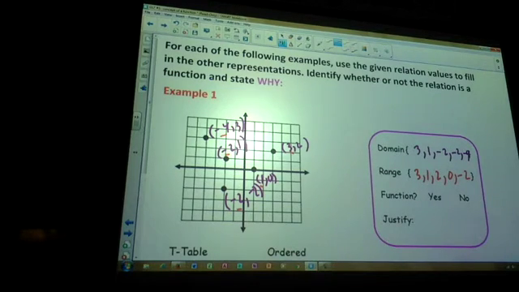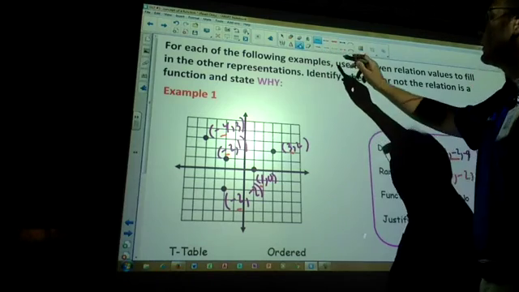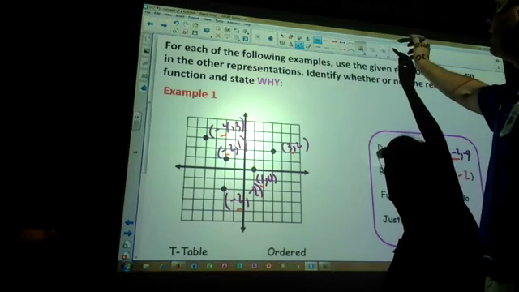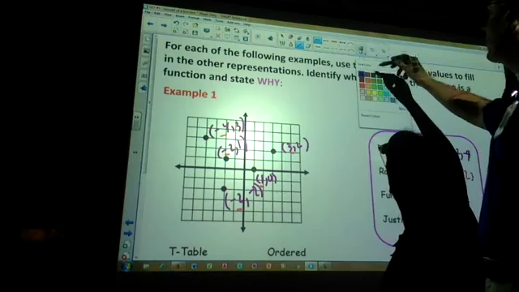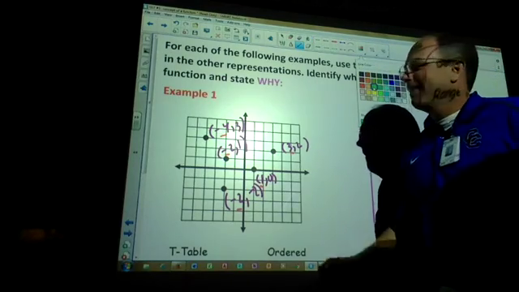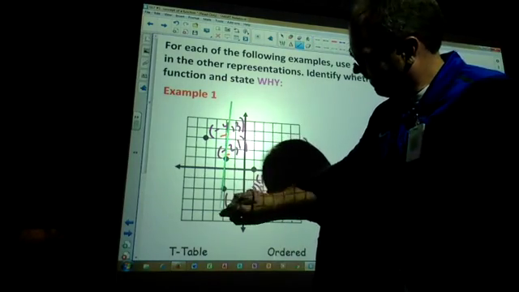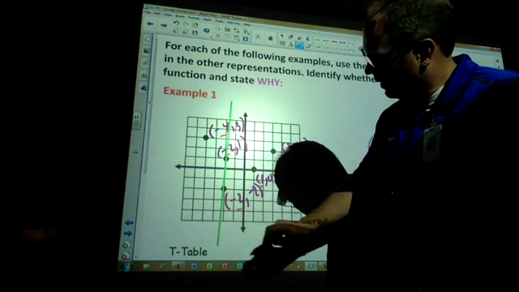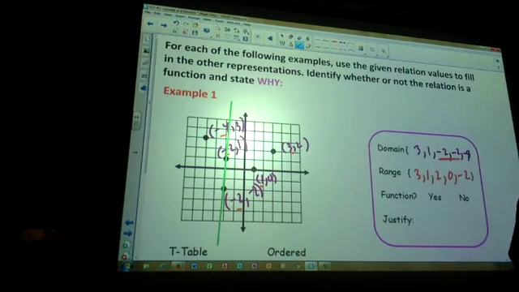Now, does anyone see an error? Yes. Why? Because they repeat negative 2. Negative 2 is repeating here in the domain. Let's see if you pick it up. What is not going to pass here? The vertical line crossed twice.